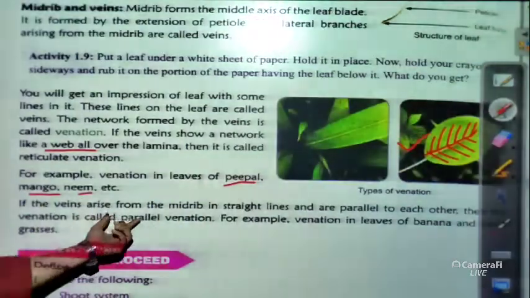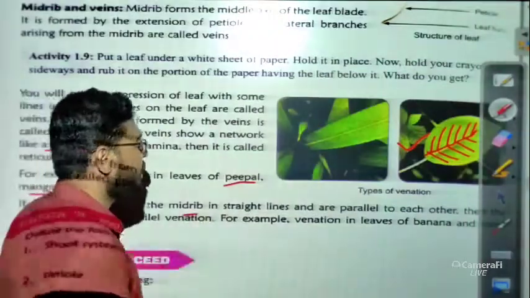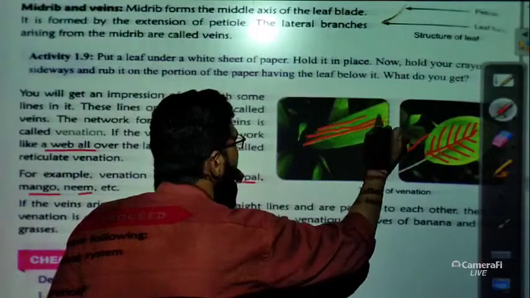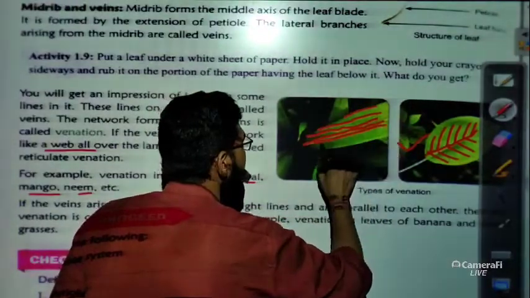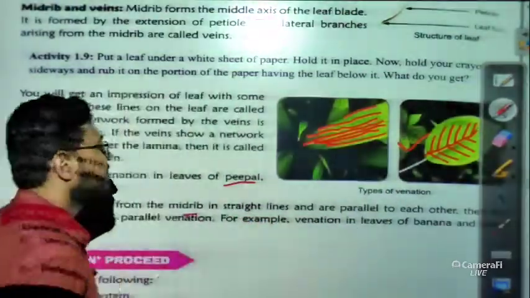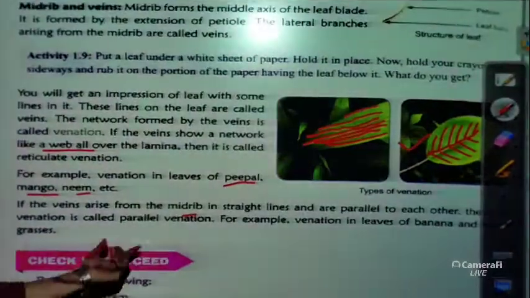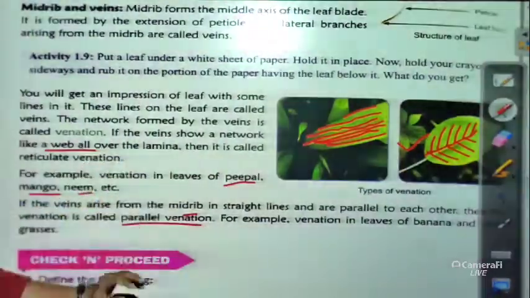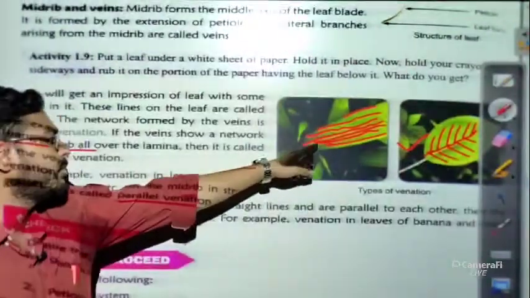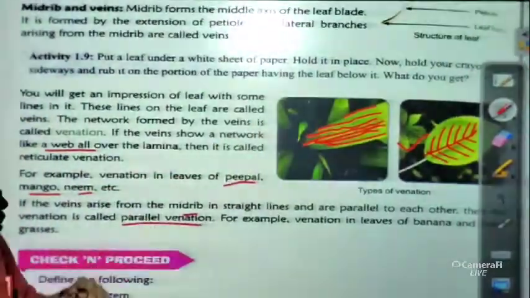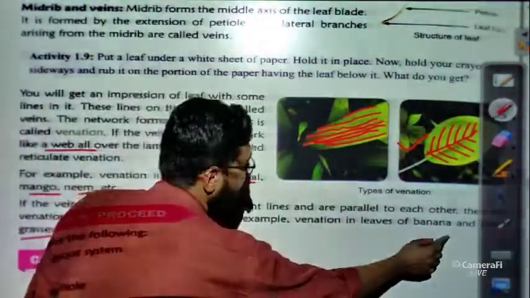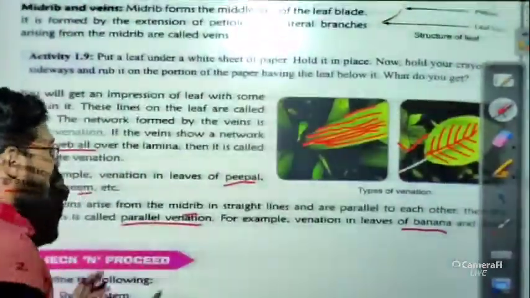Okay, and if the veins arise from the midrib in straight lines, you can see here this is the midrib, and if the veins go like this, parallel to each other, following the midrib, then this kind of venation we call parallel venation. Okay, so if you remember the name, you will easily get it. Parallel means the veins are parallel to each other. That's why we call it parallel venation. Examples are grasses, banana. Okay, so I hope it is clear.